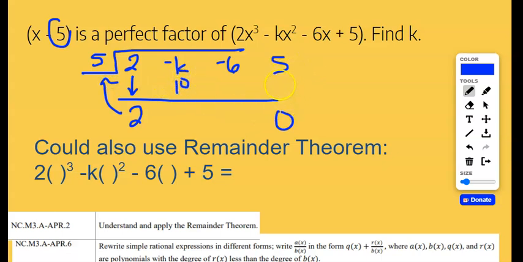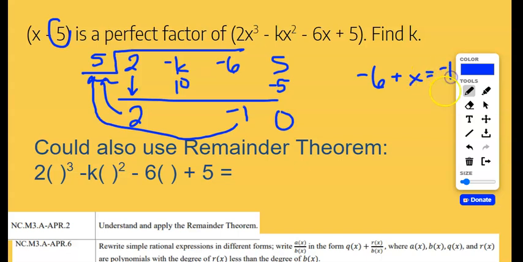5 and what makes 0? Negative 5. What times 5 would make negative 5? That'd have to be a negative 1. Negative 6 plus something is equal to negative 1. All I got to do is add 6 to get rid of that. That's 5. What times 5 will give you that 5? Just 1 times 5 will give you 5.